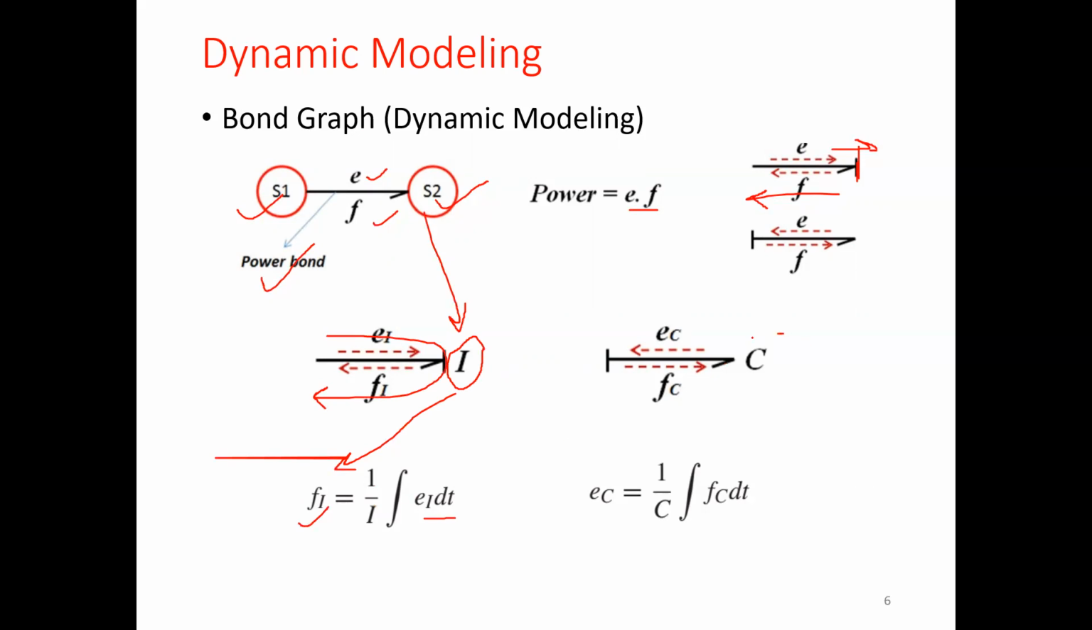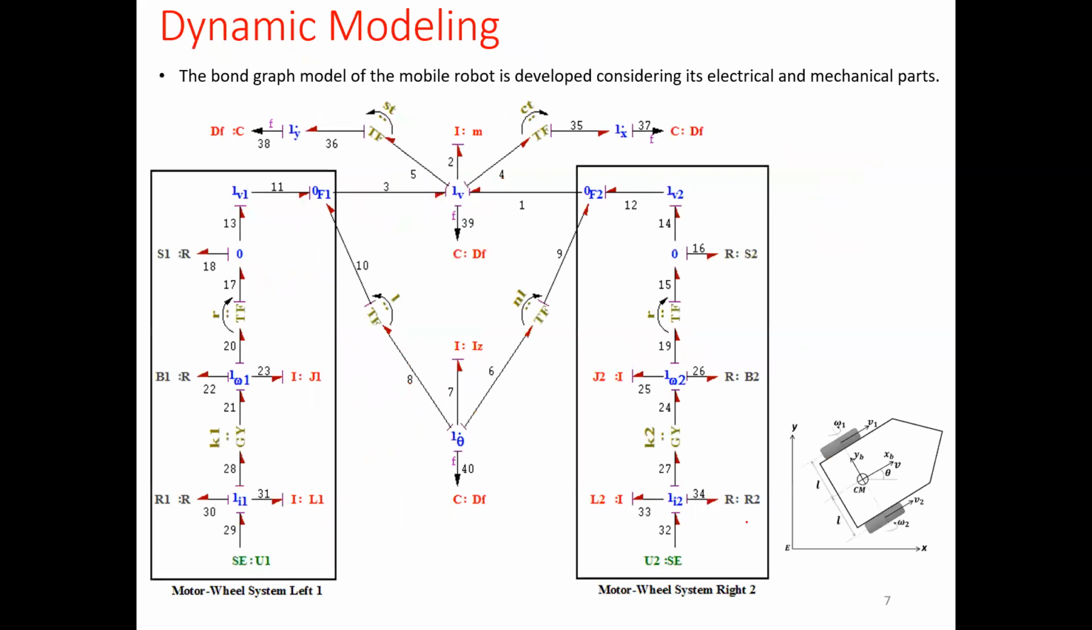Similarly, there is a capacitive element, which can be electrical capacitance or mechanical spring compliance. We can see that this element takes flow and gives back effort. So this effort EC will be 1 upon C times the integration of flow. Using that concept, we develop the dynamic model of this mobile robot. We start with the left wheel motor. For example, we give some voltage to the motor, U1.